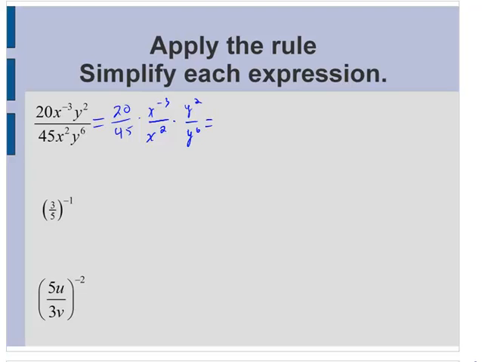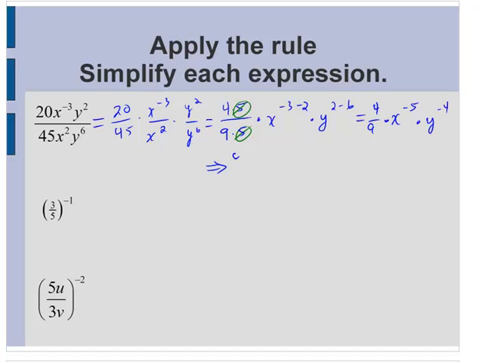20 over 45, I'm going to write as 4 times 5 over 9 times 5. X to the negative third over x to the second is x to the negative 3 minus 2. And we'd have y to the 2 minus 6. Removing the common factors, I would have 4/9. X to the negative 3 minus 2, that would be x to the negative fifth. And 2 minus 6, I'd have y to the negative fourth.